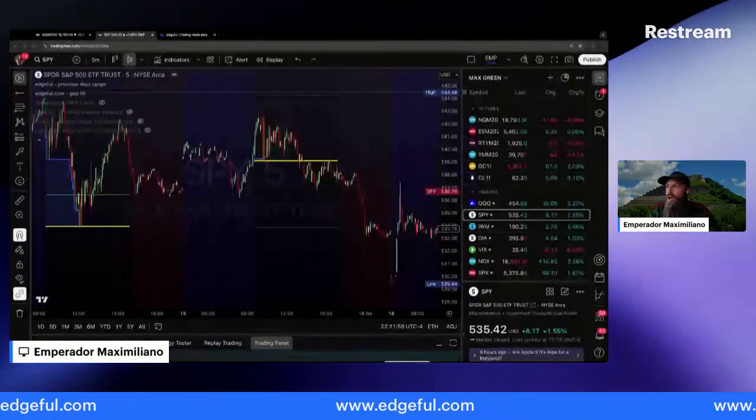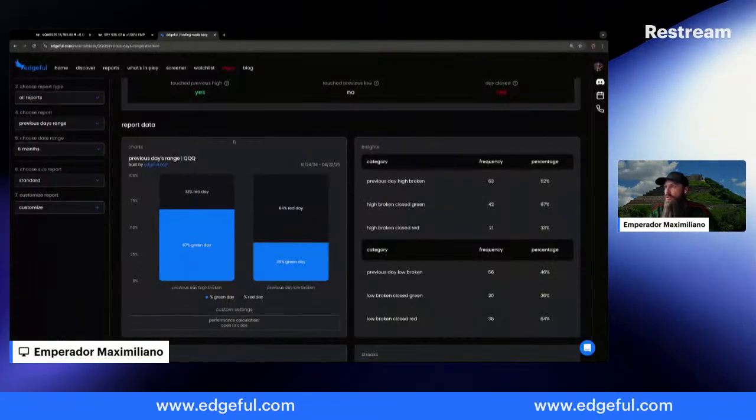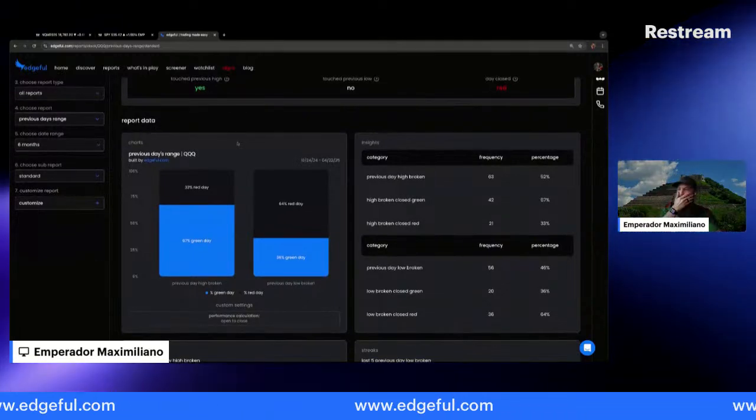Anybody else got any questions? I wanted to really cover that gap fill, especially gap fill Thursday. I should have titled this thing Gap Fill Thursday.